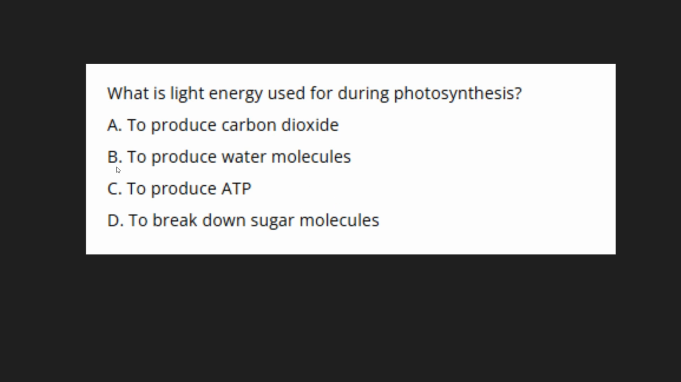So C, to produce energy, or ATP, absolutely. This could definitely be a viable option. D, to break down sugar molecules. Well, no, we're not breaking down sugar molecules, we're building them. So it's C. And that's all for today's video.